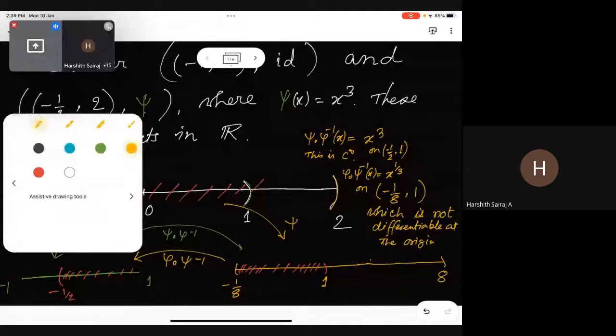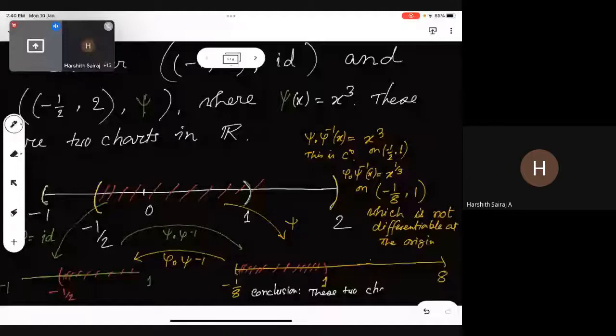So the conclusion: these two charts are not compatible. Well, same field is compatible, or even not even C1 compatible. Okay. So that is the reason that we need to consider both the maps, not one side. So phi compose phi inverse as well as phi compose psi inverse.